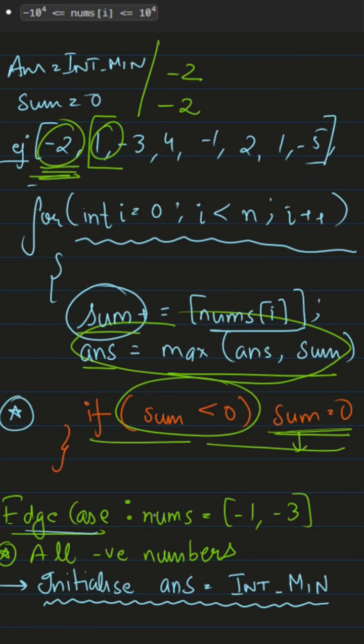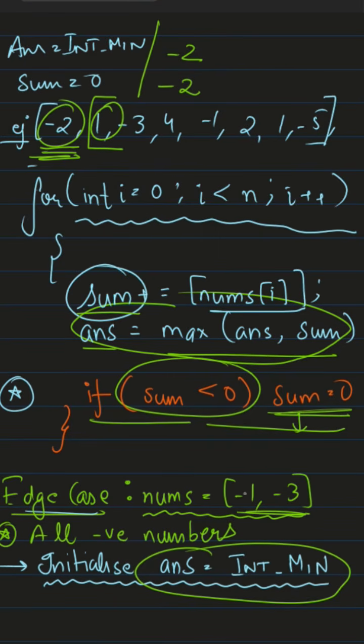The one edge case that we need to take care of for this question is that if nums is an array with just negative elements, then we must define answer equal to int min. If you define answer equal to 0, then you'll get answer as 0 at the end, because 0 is going to be the maximum of all these elements, but the answer should be -1.